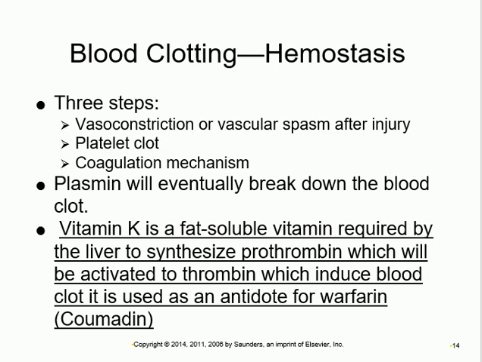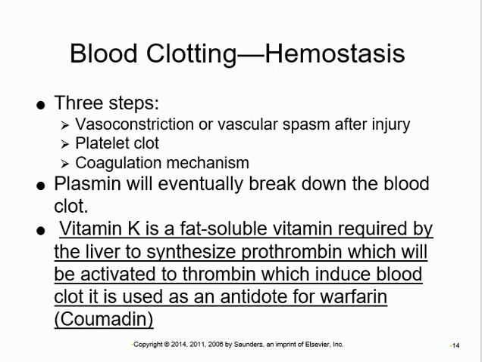This is exactly the same. So the first thing is vasoconstriction. You constrict the blood vessels so that less blood comes, and then platelets clot. The platelets temporarily seal, like you put something on the water pipe. And then the coagulation mechanism, followed by fixing the problem, which is the plumber part. And then the blood clot will be removed when your skin gets back to normal by something called plasmin.